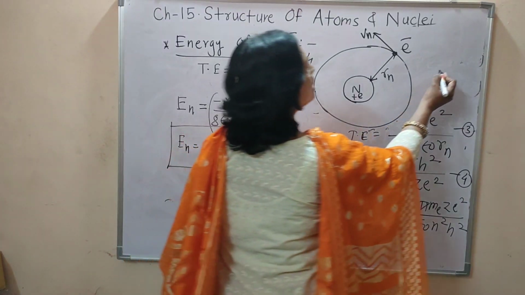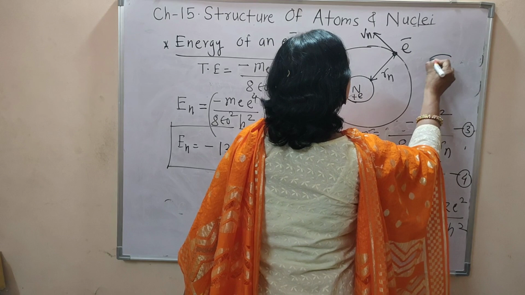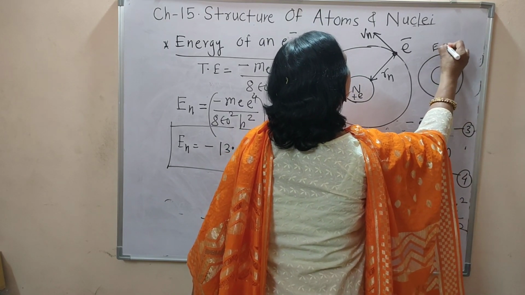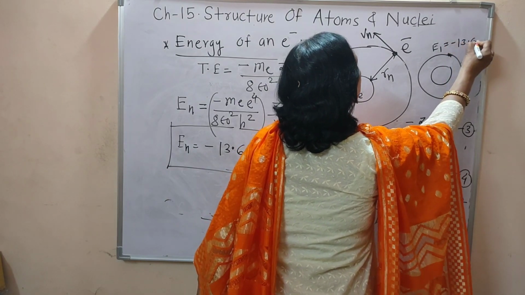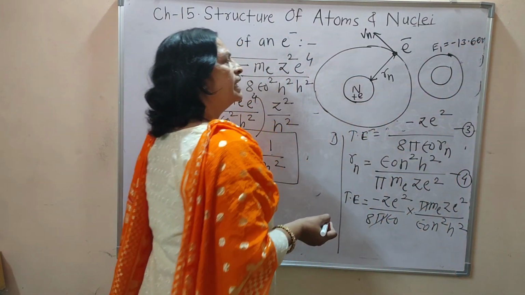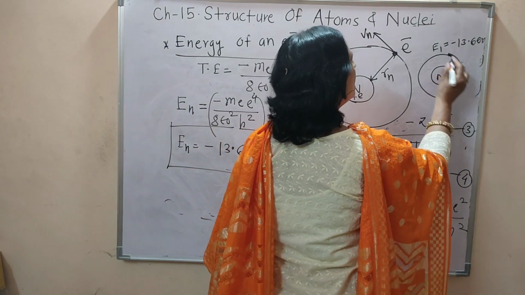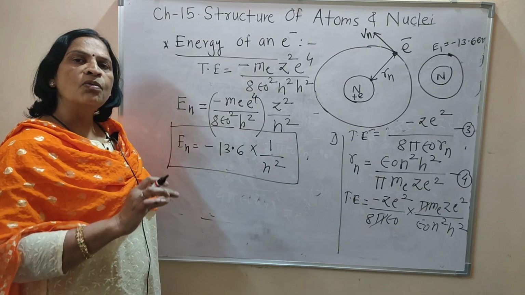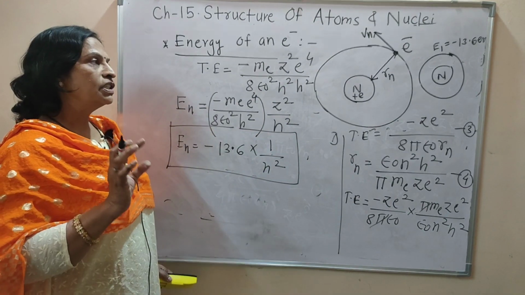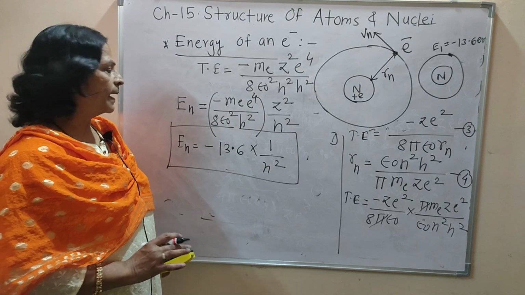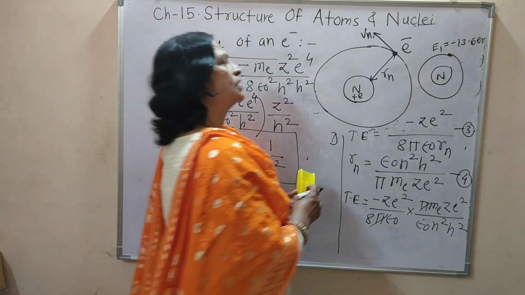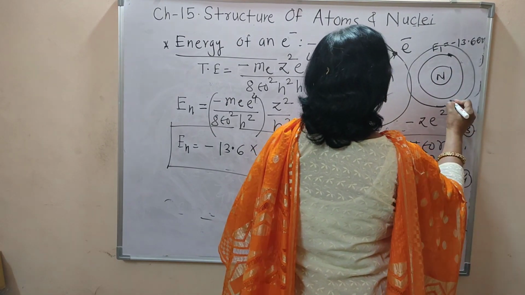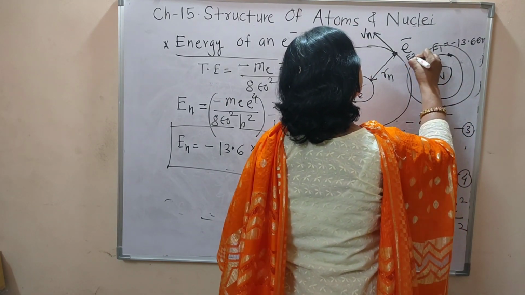Means suppose this is the nucleus, then this is the first orbit, and its energy is E1, that is equal to minus 13.6 electron volt. This is the energy for the first orbit, and that is called the ground state orbit, and that is the most stable orbit. Okay. Now for the second orbit, suppose this is the second orbit, then its energy is E2.